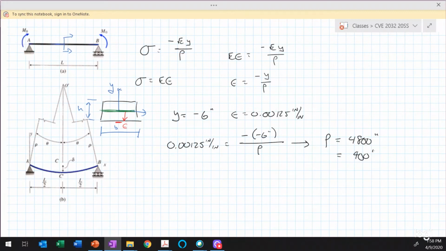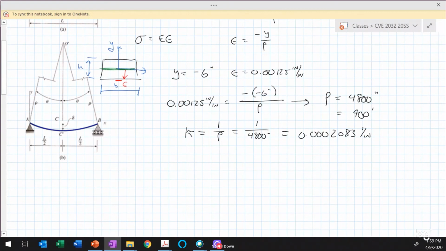Okay. Now the equation for kappa isn't given on your equation sheet. We have rho as the radius of curvature, and kappa is just referred to as the curvature, and it's equal to 1 over rho. So if we take 1 divided by 4,800 inches, then we end up with kappa equal to 0.0002083 per inch is the unit. It's kind of a goofy unit. All right, so that was probably the more straightforward part of the problem. That gives us the radius of curvature and the curvature.